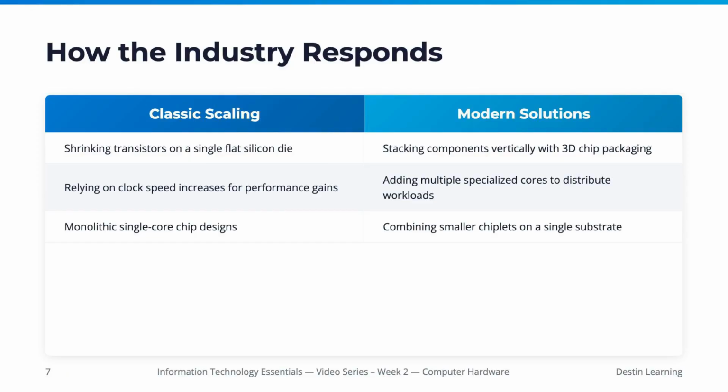Instead of relying on clock speed increases and single-core chips, modern designs employ three-dimensional vertical packaging, modular chiplet architectures interconnected on a single substrate, and multi-core processors that distribute workloads efficiently across multiple execution engines.